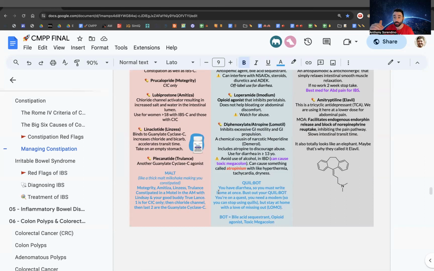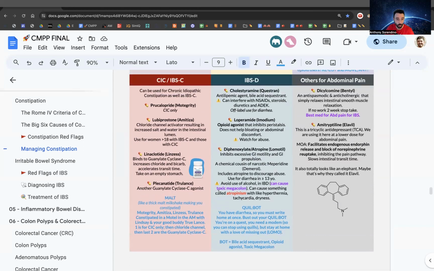But the second one, Amitiza, has to do with chloride channel activation, so it increases salt and water in the lumen. That's the one that's just for women over 18. I think it's just for women over 18 with IBS-C and also those with CIC. I think that's what it is. And then the final two, Linzess and Trulance, are the guanylate cyclase C agonists.